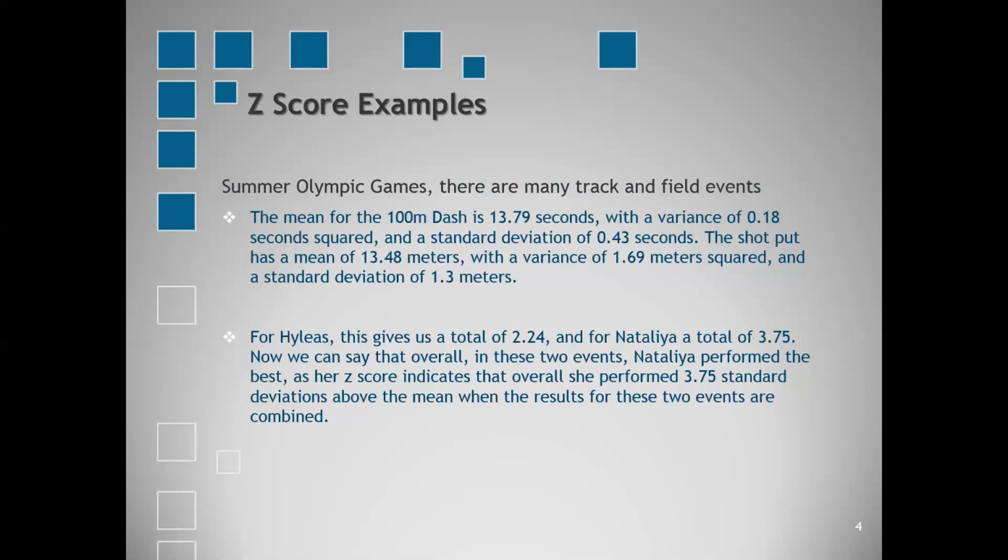The mean for the 100-meter dash is 13.79 seconds with a variance of 0.18 seconds squared and a standard deviation of 0.43 seconds. The shot put has a mean of 13.48 meters and a standard deviation of 1.3 meters. From this quick look at the summary statistics, it looks like the results from the 100-meter dash were more closely clustered than those of the shot put. We can tell this by looking at the standard deviation. All of these statistics were calculated in Excel using the statistical functions described in Module 1.